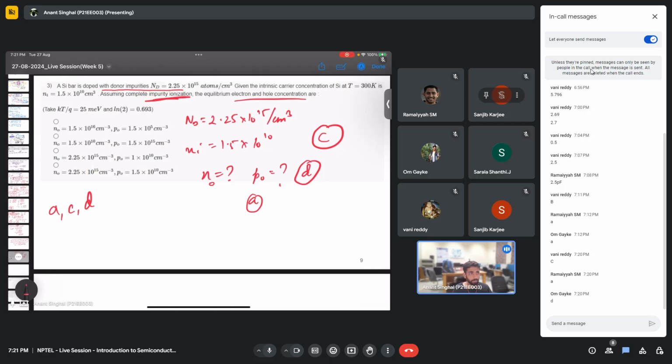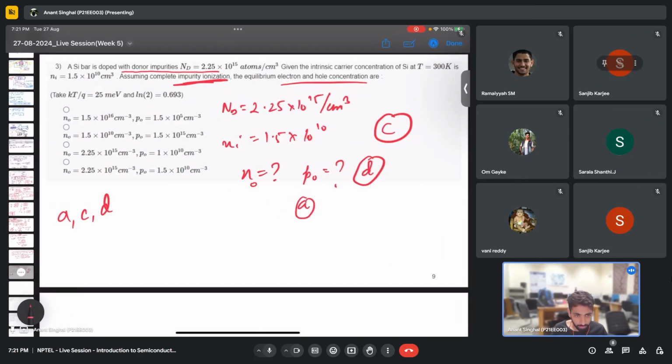Okay, so let me try to solve it. This is very easy. We have a silicon bar which is doped with ND. That means it is an N-type silicon bar. Does everyone agree with this? Yes, sir.